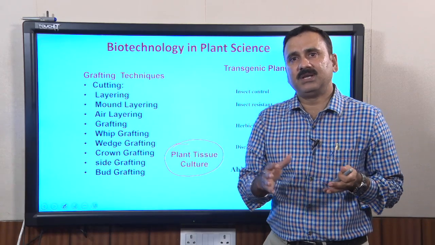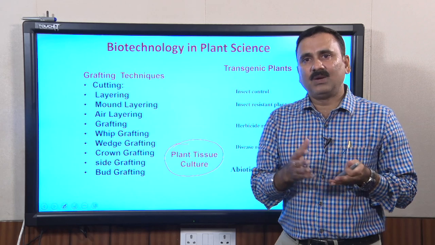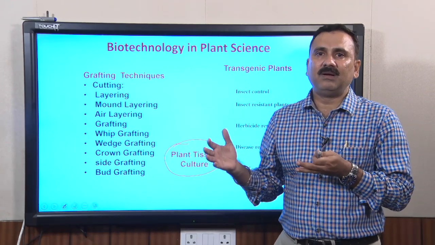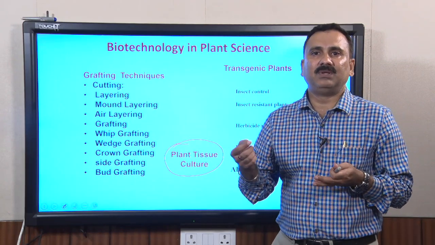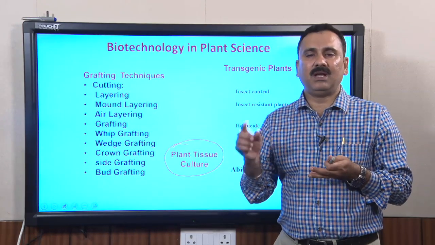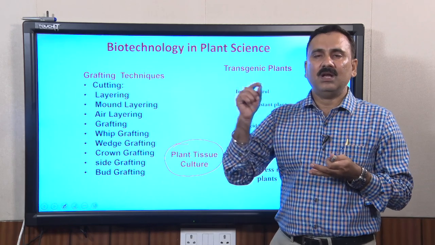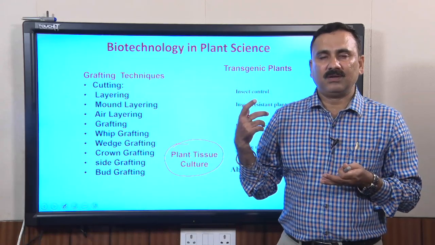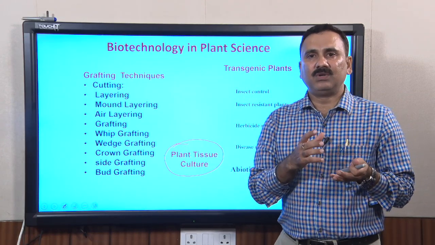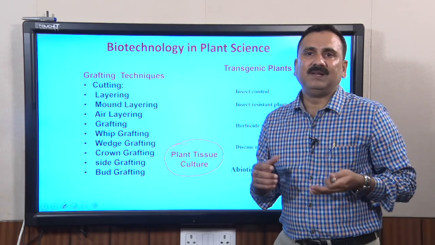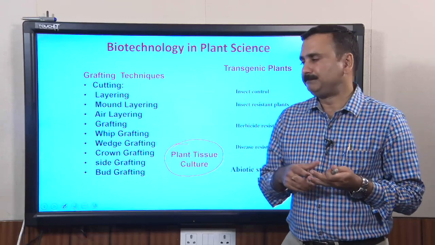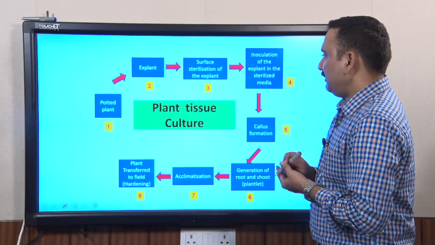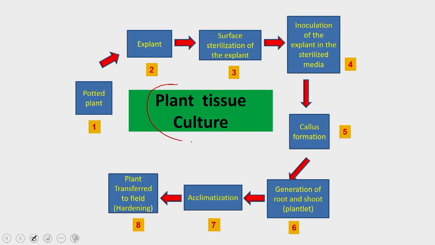Plant tissue culture is a systematic way in which you take some portion of the plant, develop plantlets from there, and then grow those plantlets into plants, and ultimately you can take those to the fields and use them for downstream applications. So the typical plant tissue culture protocol requires the following steps.